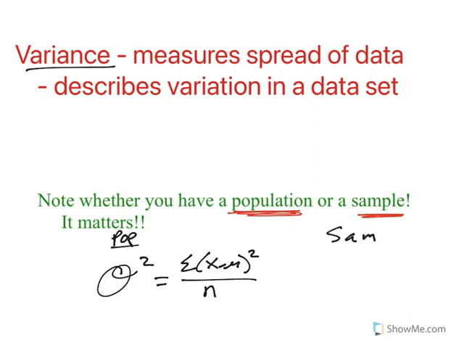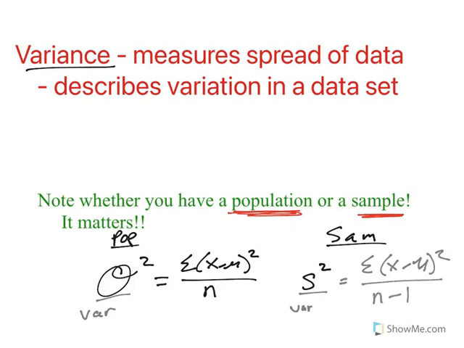And if you have a sample, we call that s squared. So these represent variance, and the s just shows that it's the sample, where sigma is the population. And then we have the summation of x minus mu squared all over n minus 1. So really the only difference between a population and a sample is dividing by the sample size, or the sample size minus 1. So let's go through and talk about what all of this means, okay?